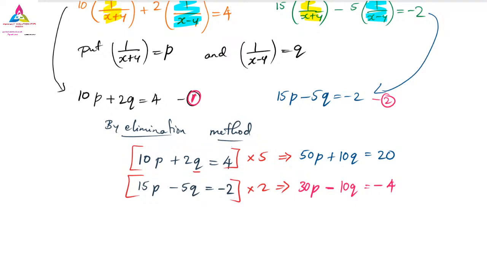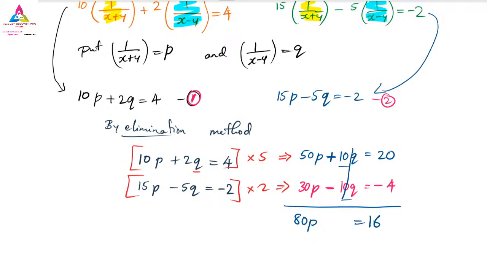The next step is very important again. Here we have to see the signs for q. Here we have 10q and here also 10q, and the signs are different, so there is no need to subtract now. We directly add them. So 50 plus 30 is 80p, and 10q and 10q get cancelled, and the answer here is 16, because 20 minus 4 is 16.